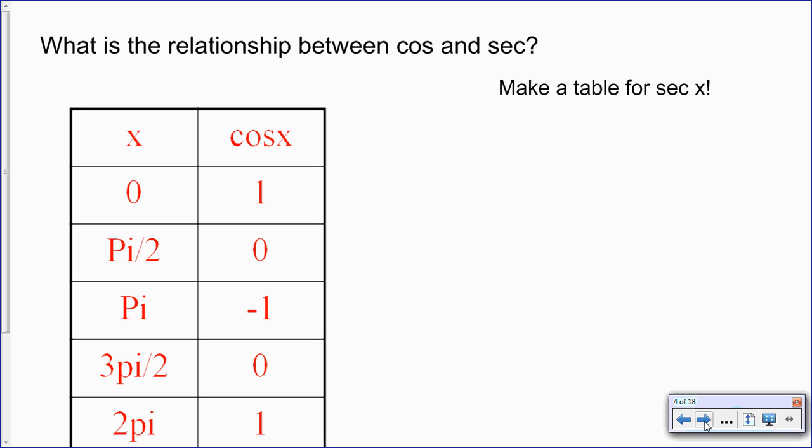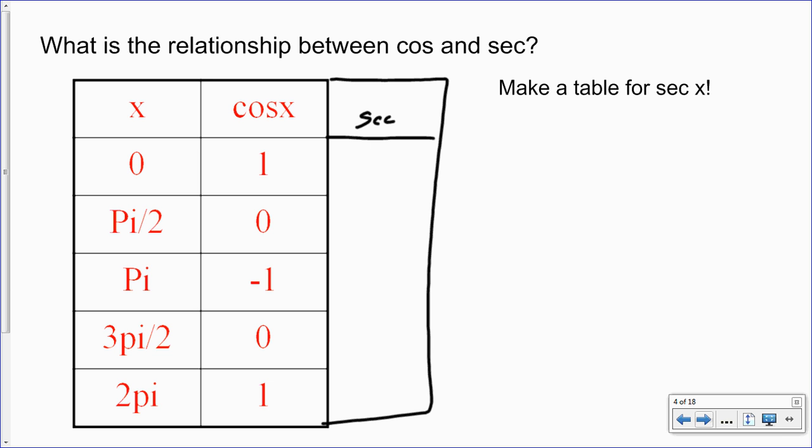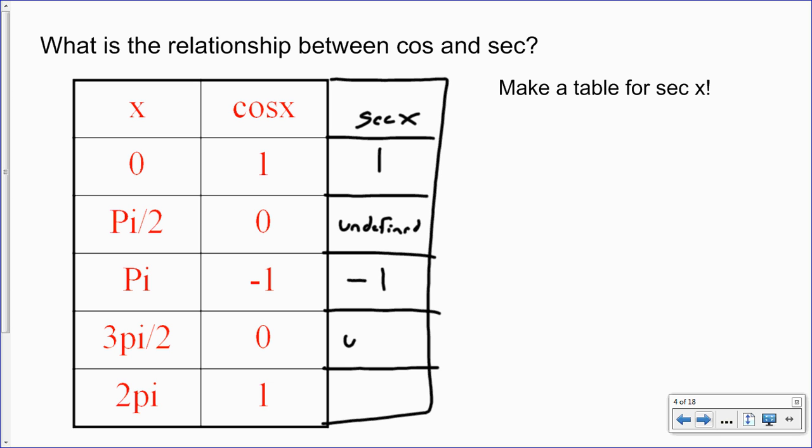So similar ideas here with cosine. Our cosine of x, everywhere that it was 1, the secant of x is going to be 1, and everywhere it was 0, it will be undefined. Negative 1 will be negative 1 again. 0 is undefined. And 1 is 1.